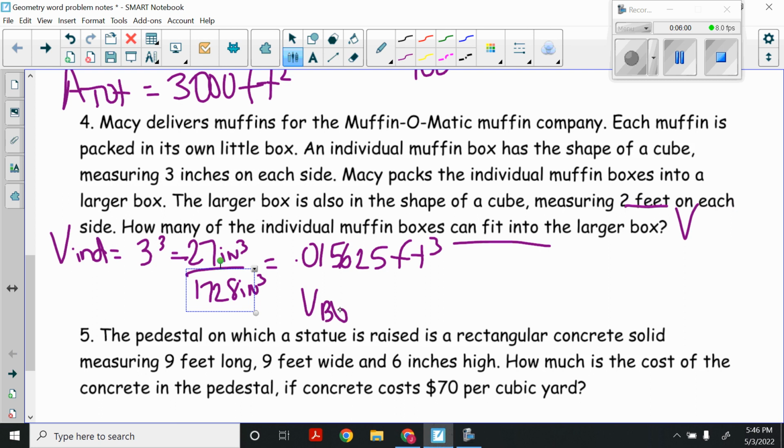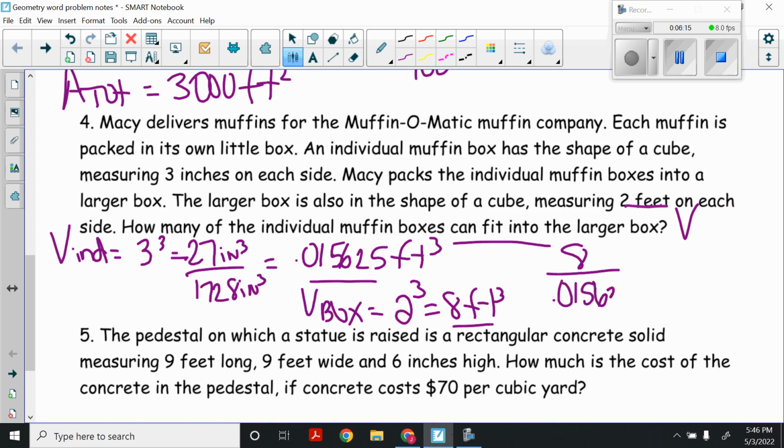The volume of the big box, 2 feet, so 2 cubed is 8 cubic feet. So now I want to know how many of the little boxes fit in the big one. So 8 divided by 0.0152625 gets me 512 boxes. So she can fit a lot of the little boxes into the great big box.